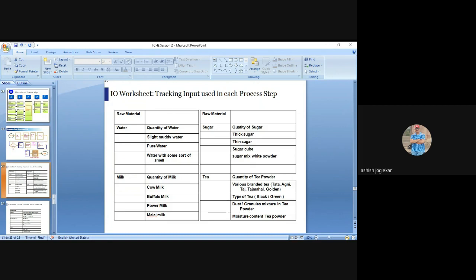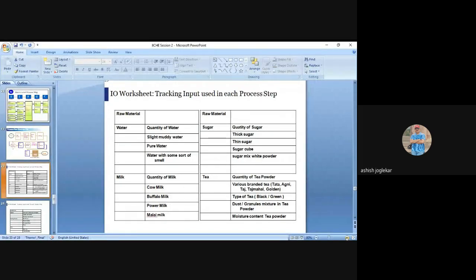Milk कौन सा लिया? किसी ने काउ का मिल्क यूज किया तो आपका टी का टेस्ट चेंज हो गया, इसलिए उस दिन वो कस्टमर बोला कि टी बराबर नहीं है. Somebody using powder milk, तो कस्टमर बोला ये टी बराबर नहीं है. That you have to find out over a period of 3 months. What are the parameters that are affecting your tea quality? And these are the data points that you have to monitor.